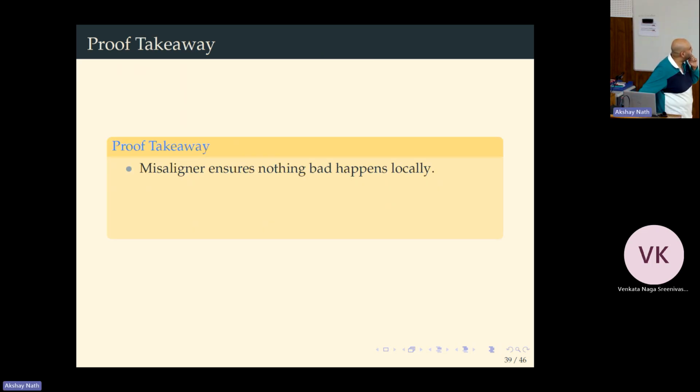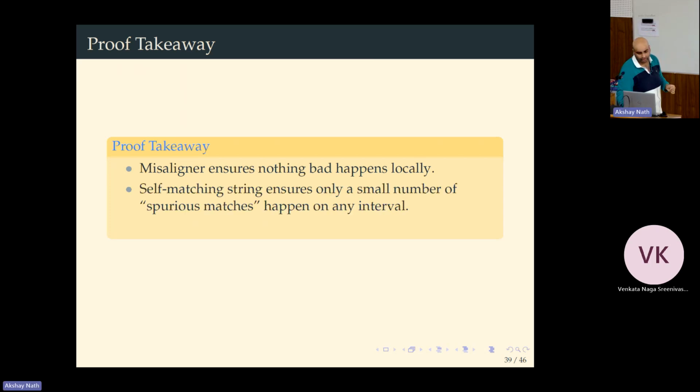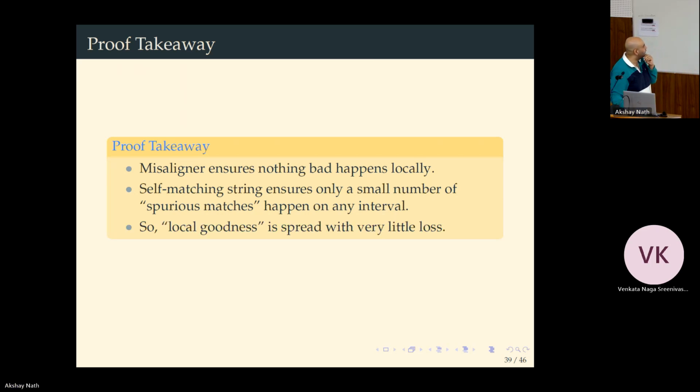So the proof takeaway is that misaligners ensure that nothing bad happens locally because of this property that they have. So everything small, it handles. And the self-matching string is like a global property that if you take any large enough thing, an epsilon fraction fails, but for the rest, you can guarantee they are dissimilar. So fine, there are a small number of spurious matches, but we can handle them, we just accommodate them. So this local goodness, which is guaranteed by the misaligner, is sort of spread globally.